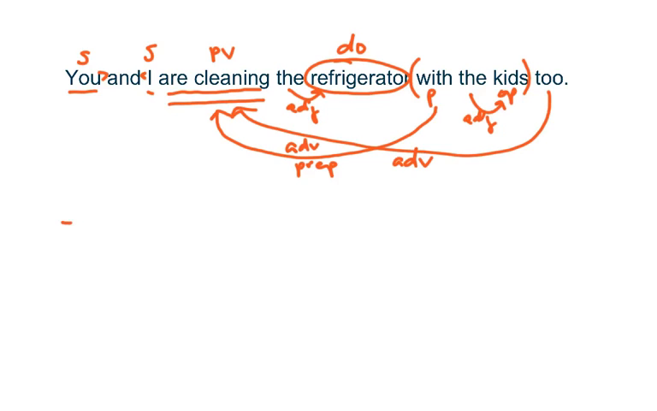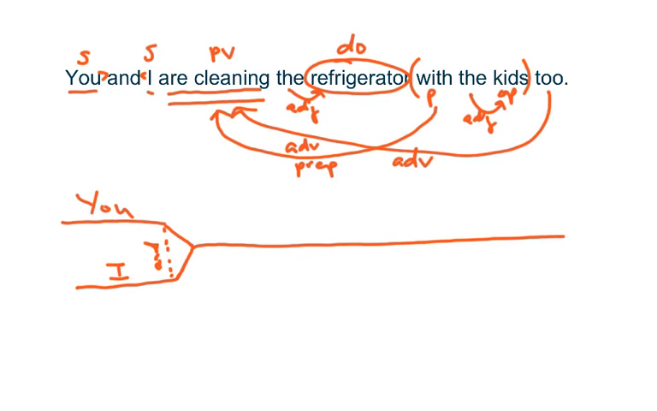We have a compound subject, you, I, and you and I. We need a line between our subject and predicate. Are cleaning. We know what we're cleaning. There's a direct object. Direct object line. Refrigerator.